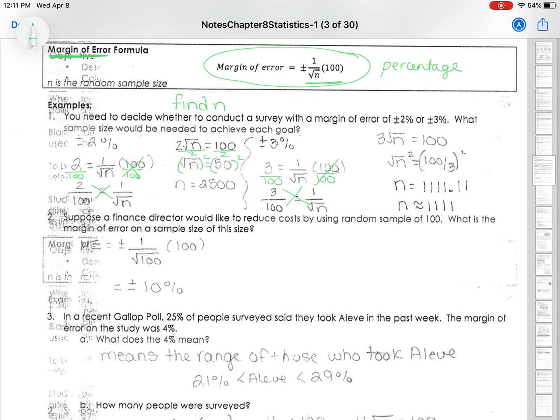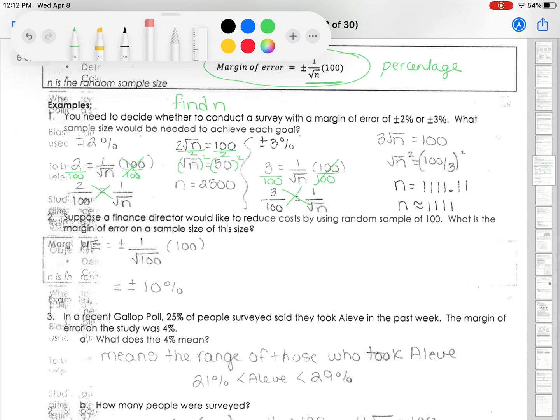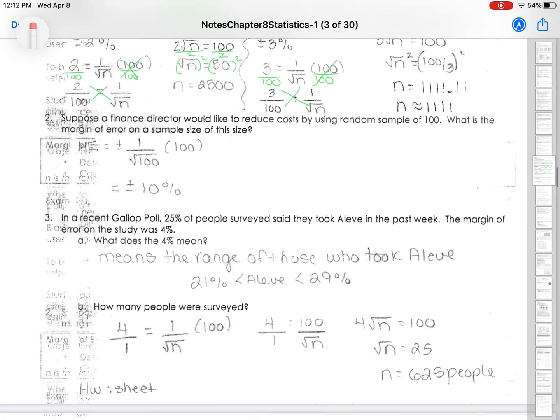For plus or minus 3%, we repeat the same process. We divide by 100, that gets rid of those. Cross multiply. Divide by 3. You're going to end up with decimals, which is perfectly fine, but you get somewhere around 1,111. Depending on how big of a sample size you want, that will help you decide which percentage you're working with. Do you want to be asking 2,500 people or 1,111 people?